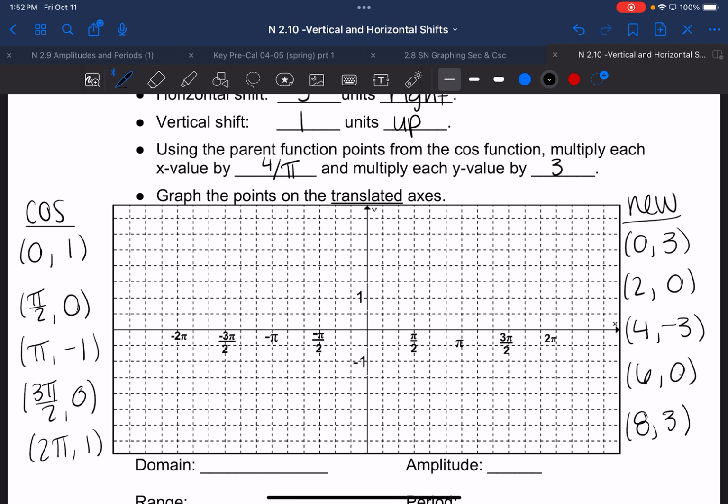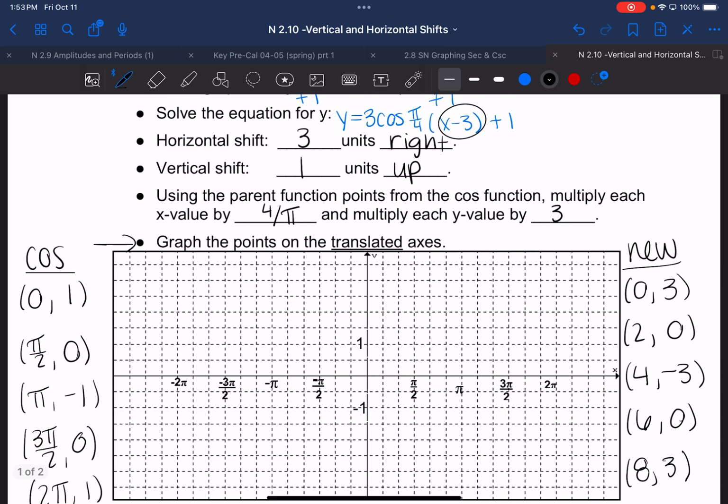But it also says that instead of doing that, they give us this helpful little trick that you can just graph these points that you came up with on translated axes. So basically what they're saying is move your x and your y axis by however much they said to. Well, they said we were going to move right how many? 3. So instead of being here at 0, I would move to the right 3.